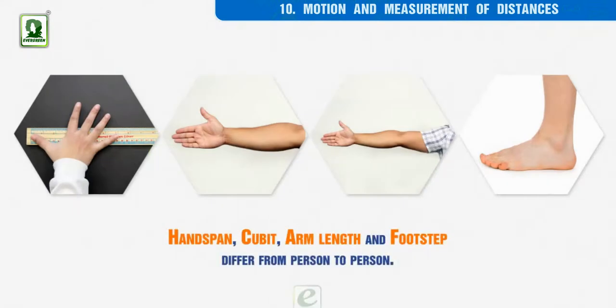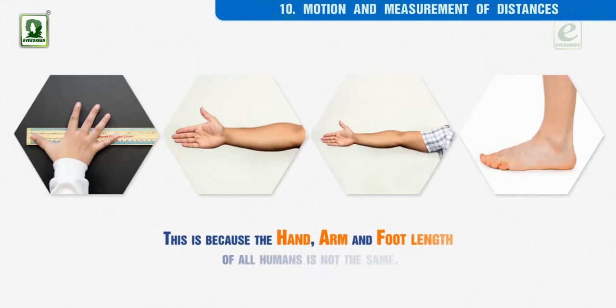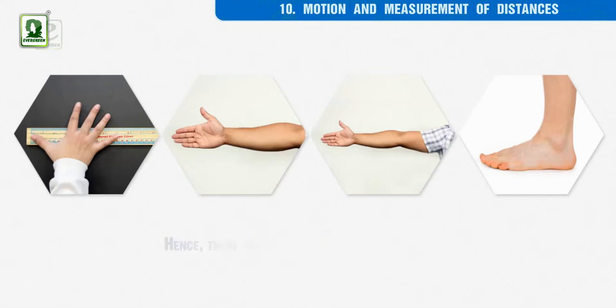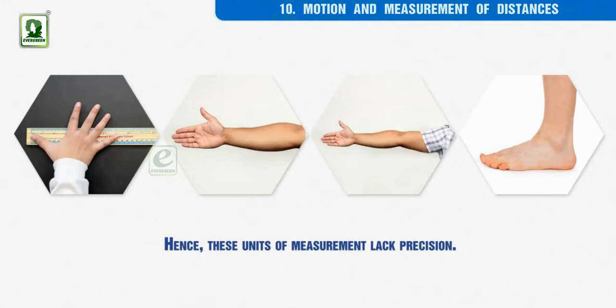Handspan, cubit, arm length, and footstep differ from person to person. This is because the hand, arm, and foot length of all humans is not the same. Hence, these units of measurement lack precision.